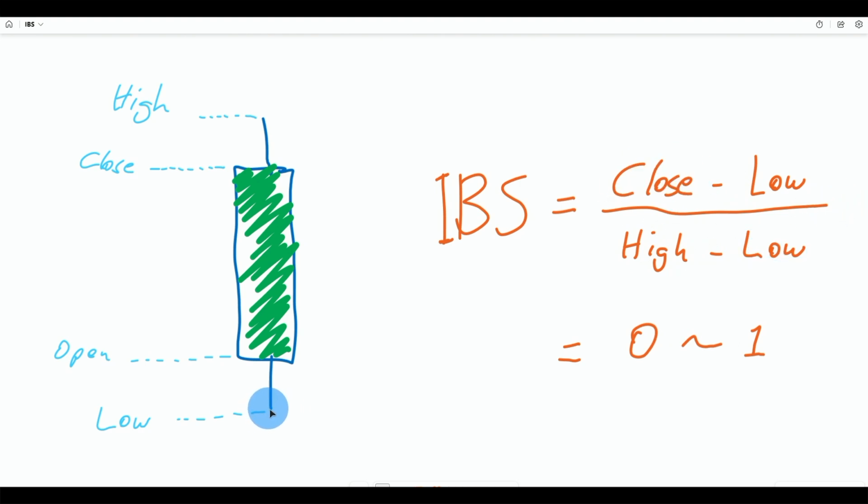So if the close happened at the low, that means close minus low is 0, then this whole equation becomes 0. And if the close happened at the high, that means close minus low is the same as high minus low, so that brings the equation to 1. So the equation is always between 0 and 1. And of course, if the close is anywhere in between, then the number will be between 0 and 1. So 0.2, 0.23, 0.27, whatever. Now, if you multiply this whole equation by 100, then the number becomes 0 to 100. So whichever makes sense to you, you can use that equation.